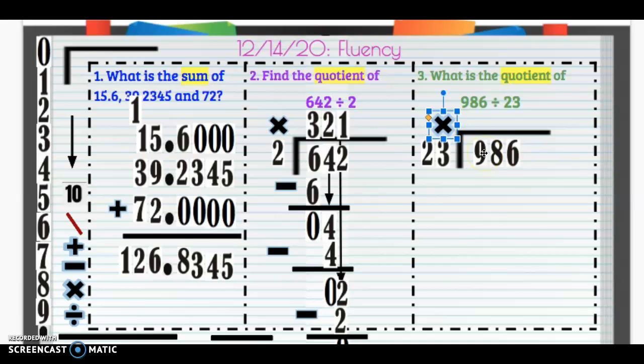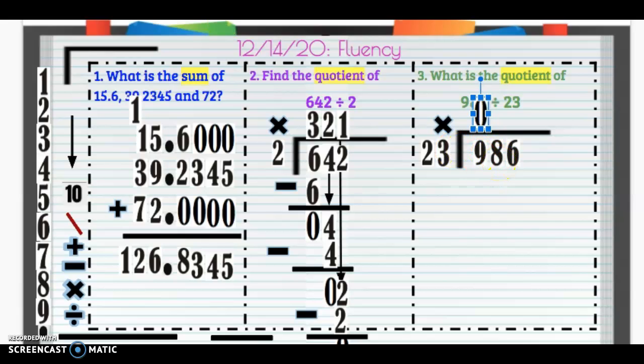Well, 23 times 1 is 23, so I have to say 0 because it's too big. So then I have to put a 0 here. I would subtract. You would get 9. Okay, you would get 9 and you'd bring down your 8. So now you got to ask yourself, how many times does 23 go into 98 now?